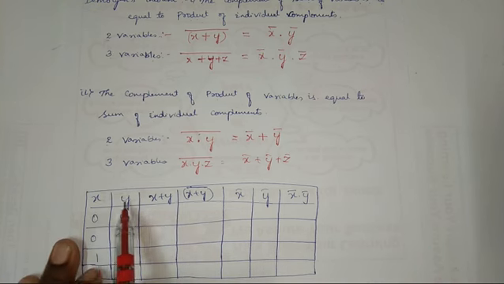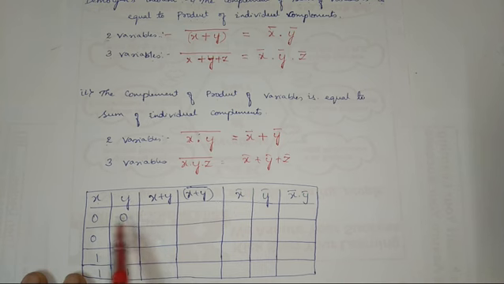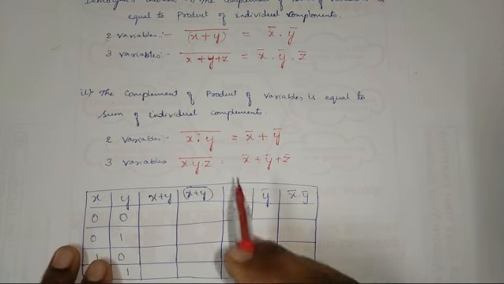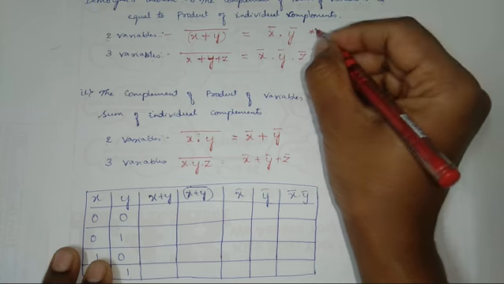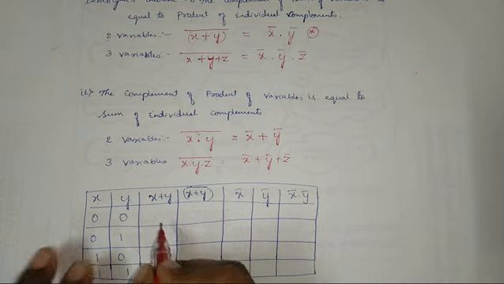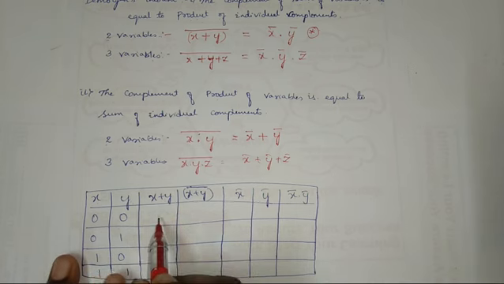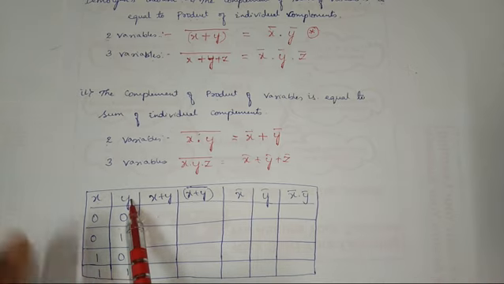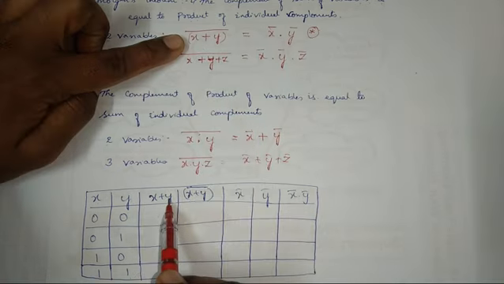First, for the two variables, how many variables are we having? Two variables, x and y. So I have taken the inputs 0, 0, 0, 1, 1, 0 and 1, 1. I am trying to prove this identity for two variables. To prove this, what are the contents I must enter here? See, x and y I have taken. Here what do I need? x plus y. So I have taken x plus y.